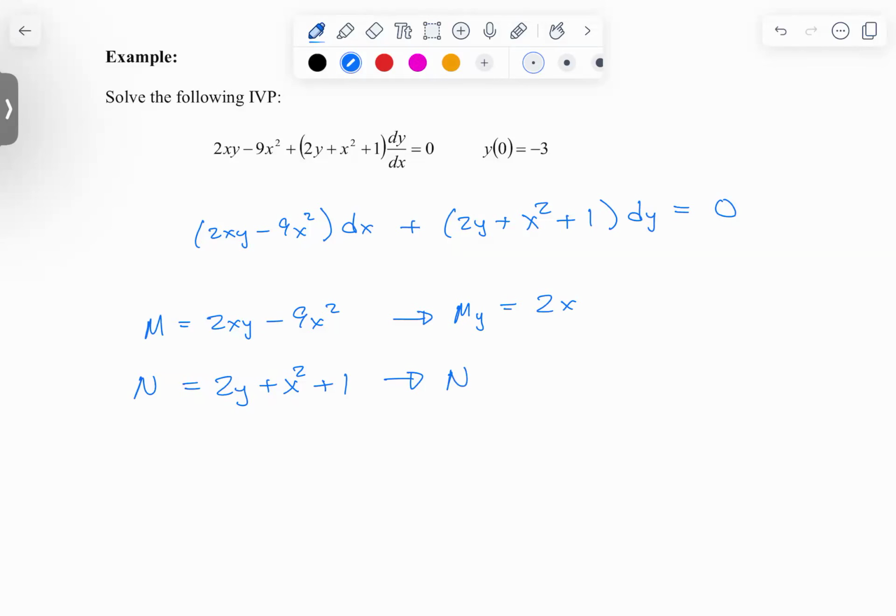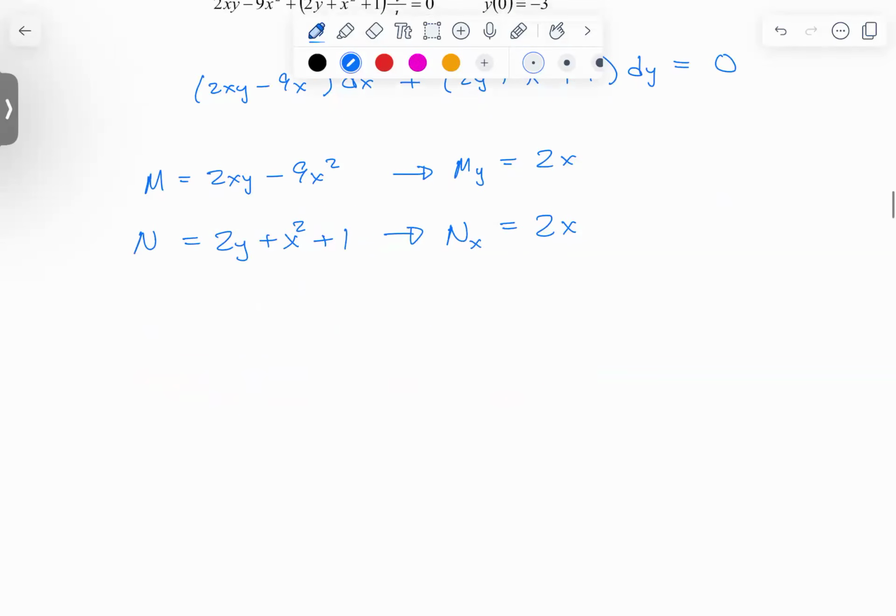So same thing for the other one, partial with respect to x. So 2y: 0. x squared: x. 1. Oh, they're the same. They're the same. Wow. Since partial with respect to y equals partial with respect to x.